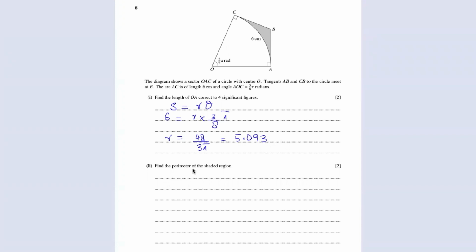In part 2, we have to find the perimeter of the shaded region. So the perimeter of the shaded region consists of the arc AC, the length BC, and the length AB. Now, if we divide this figure into two equal parts, this angle will become 3 upon 16 pi. We know that the length of OC and OA is 5.093.